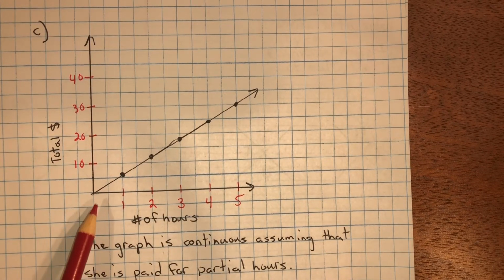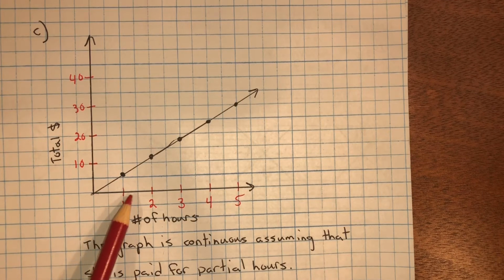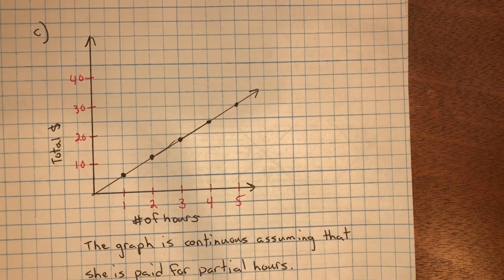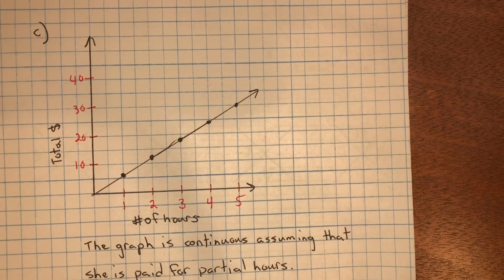But you could also say, well, she can't work 1/100th of an hour and get paid for that. Or she couldn't be paid 1/100th of a penny. So as long as you can justify your answer, discrete or continuous would be a valid answer.